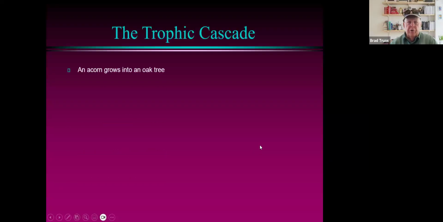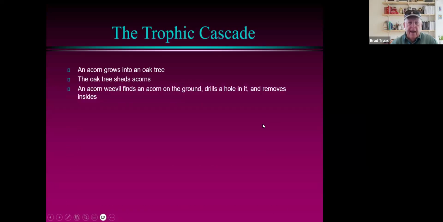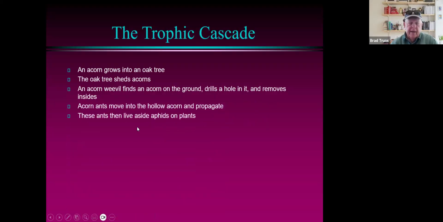There's a phenomenon called the trophic cascade. Let me describe that. An acorn grows into an oak tree. The oak tree then sheds acorns. An acorn weevil may find an acorn on the ground. It drills a hole in the acorn and removes the insides. Well, acorn ants then move into the hollow acorn and begin to propagate. And those acorn ants then will live alongside aphids on plants.